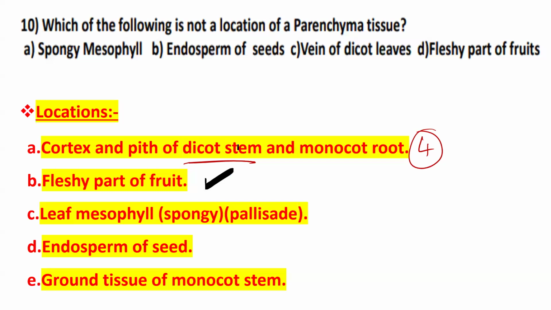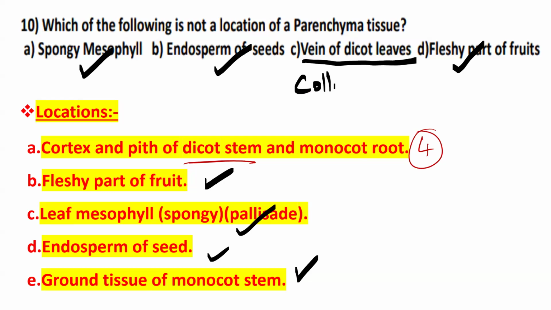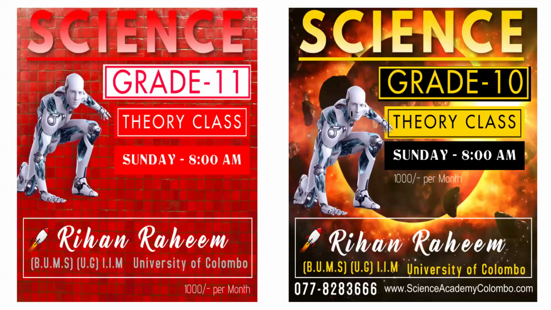Fleshy part of the fruit: yes, parenchyma is there. Look at the answers. Spongy mesophyll, parenchyma is there. Endosperm of seed, parenchyma is there. Fleshy part of the fruit, parenchyma is there. Veins of dicot leaf, who's there? You all know the answer. Collenchyma. Dicot plants have leaf veins with reticulate venation. It's collenchyma. Clear, right? Let's go to the 11th one.